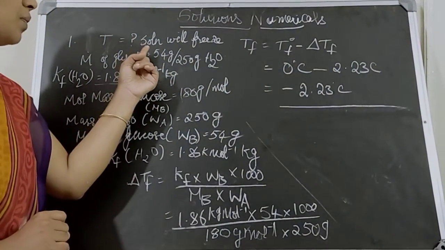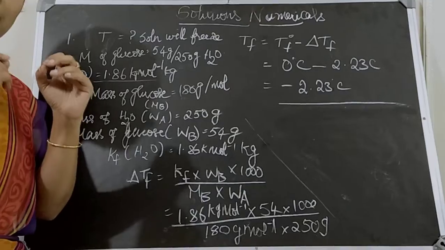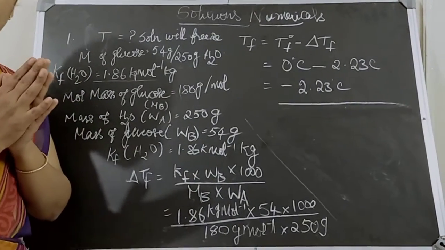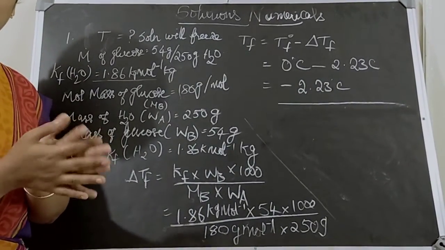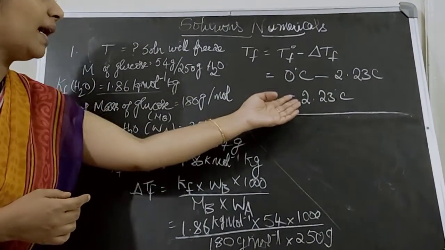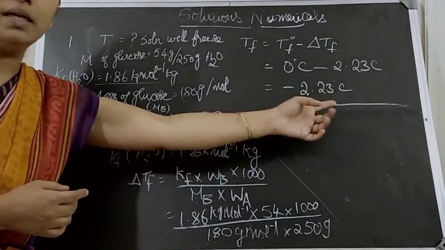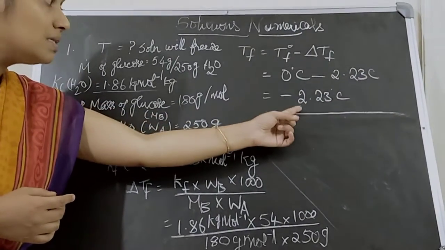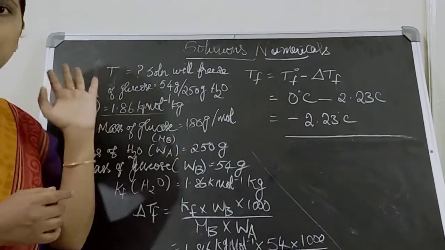What they have asked in the problem is the temperature at which the solution will freeze. Generally, what is the freezing point of water? It is nothing but 0 degrees. So, subtract your value from 0 degrees, and I will be getting minus 2.23 degrees Celsius. So, this is the temperature at which my solution will freeze.